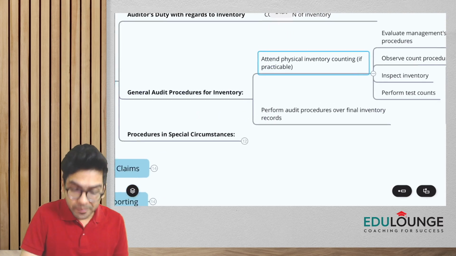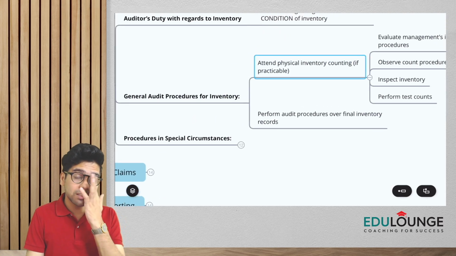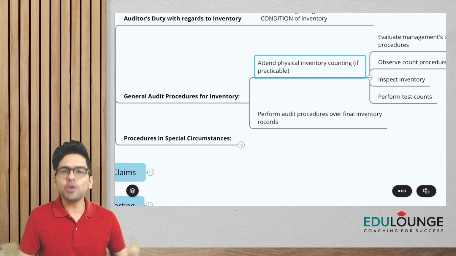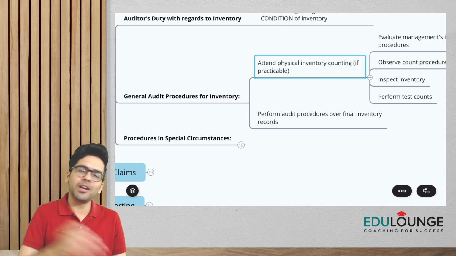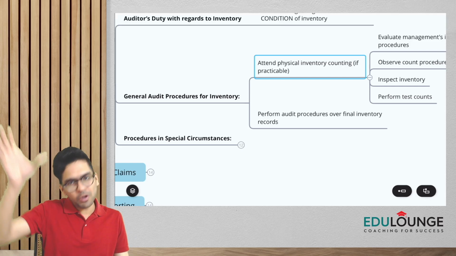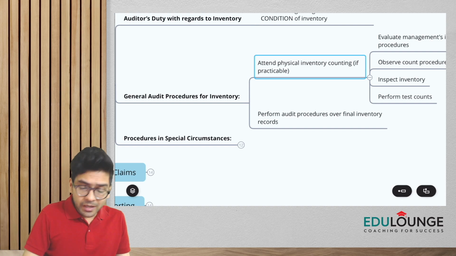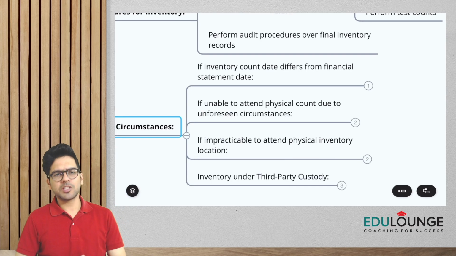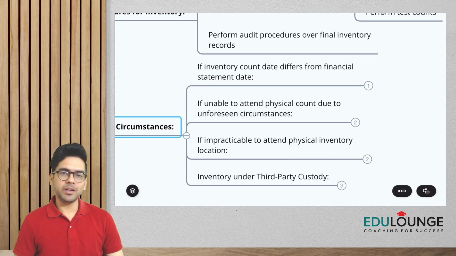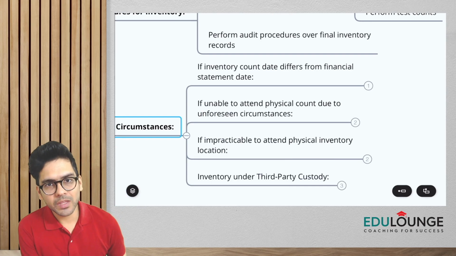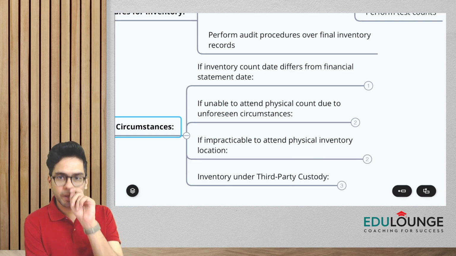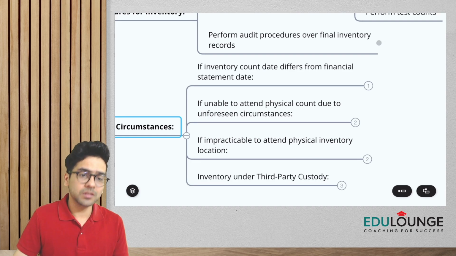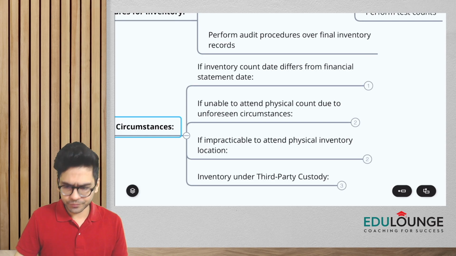But then, guys, we have certain procedures to apply in special circumstances. I told you one basic rule, that yes, you have to attend physical verification and you have to do all these things. But let's understand some special circumstances also. We have got four different special circumstances, guys. Number one is, generally, see, you are the financial statement auditor. You would be concerned about inventory as on 31st March, right?